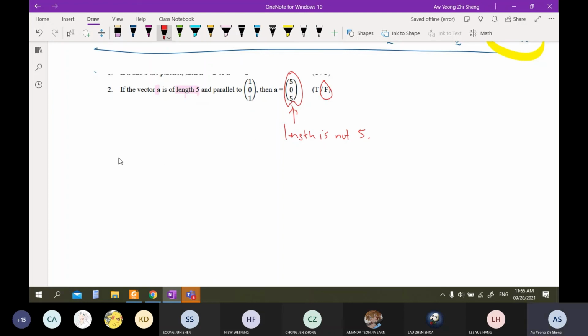So if you check the length of the given A, 5 squared plus 0 squared plus 5 squared gives you square root of 50, which is obviously not 5. Okay. So that's the main reason why it is false.